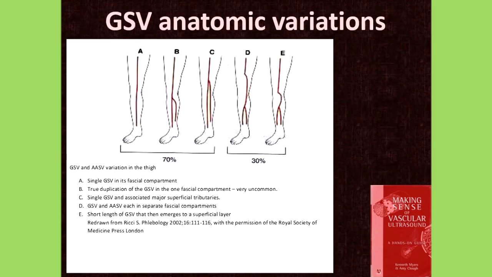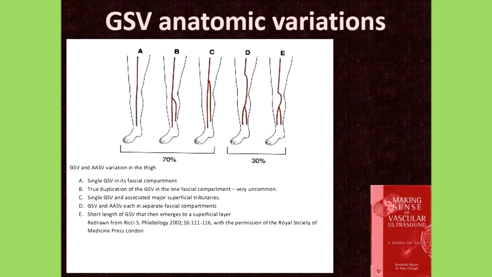These are some of the anatomic variations. You can see on the left the three images comprise about 70% of what you'll find. Two images on the right, about 30%. That first one, A, is a single great saphenous vein all the way along the fascial compartment. That's not terribly common. Everybody thinks it should always be the case, and it's not at all. The next one, B, represents a true duplication of the great saphenous vein. Both stay within that fascial compartment. Again, pretty uncommon.